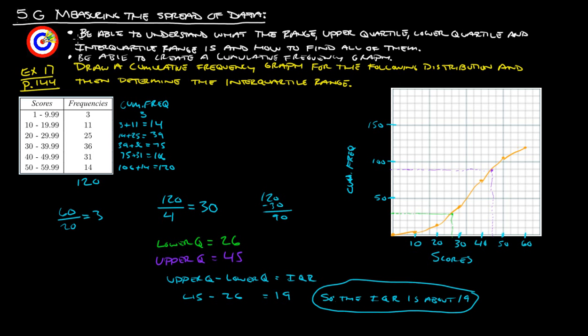All right, and that's all there is for this. We've gone over all these things here. You should be able to understand the range, upper quartile and lower quartile, and the interquartile range. Understand what all those are, and how to find all of them. We've done that. And then we also added in being able to create a cumulative frequency graph, and that's what we just did here. And from that cumulative frequency graph, we figured out what the interquartile range is.